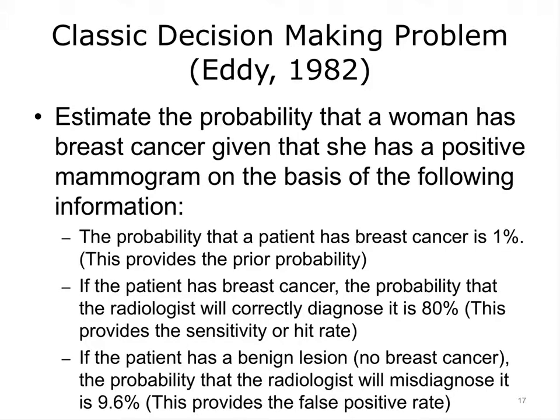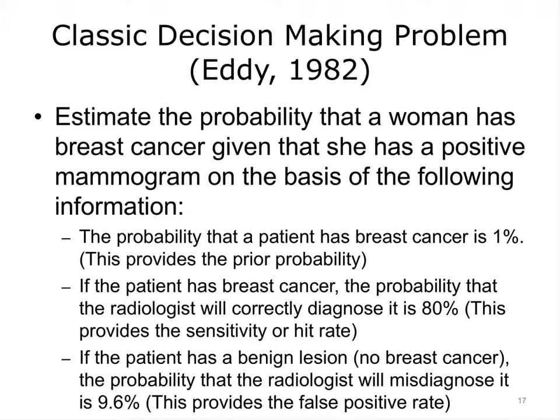Eddy's classic study is an interesting case in point. He presented clinicians with the following problem. Estimate the probability that a woman has breast cancer given that she has a positive mammogram on the basis of the following information. The probability that a patient has breast cancer is 1%. This provides the prior probability.